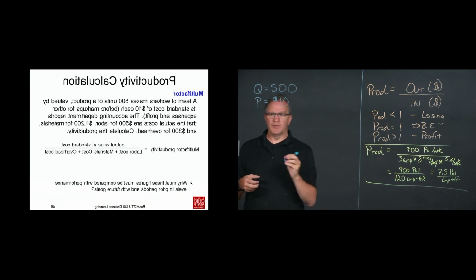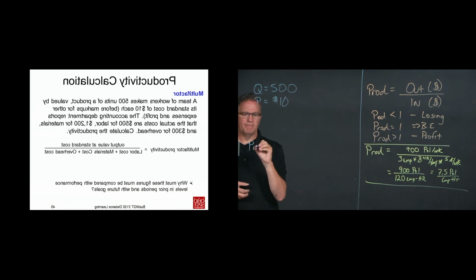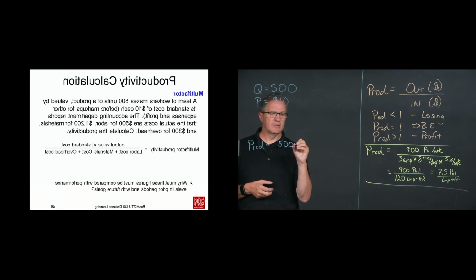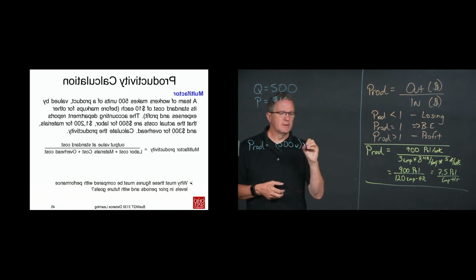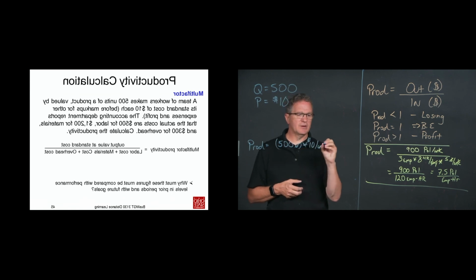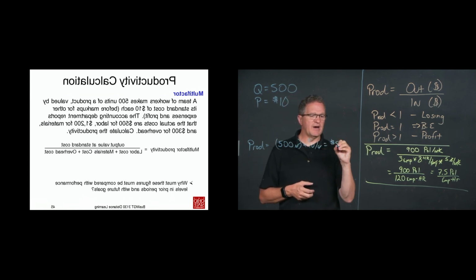So my output in this case, so let's look at productivity here. Productivity is going to be output over input, just like we've done before. My output here is 500 units times the $10 per unit. Units cancels out. And my output is $5,000.